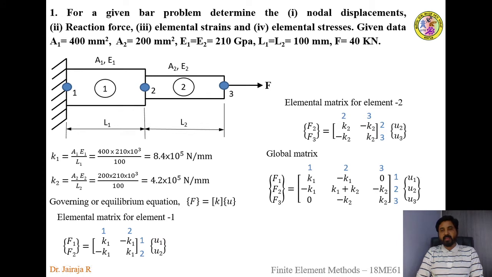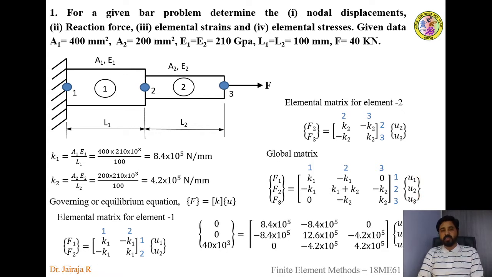So global matrix can be obtained from elemental matrix. Global matrix: F1, F2, F3 equals K1, minus K1, 0; minus K1, K1 plus K2, minus K2; 0, minus K2, K2. And since there are three nodes and each node has 1 degree of freedom, it is a 3 cross 3 matrix. So displacement at node 1, node 2, node 3 is u1, u2, u3.